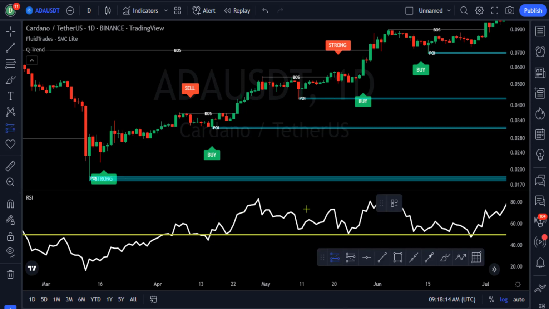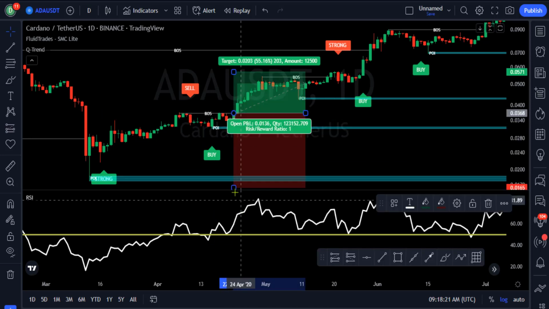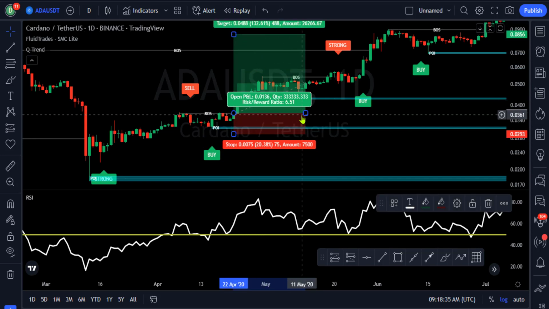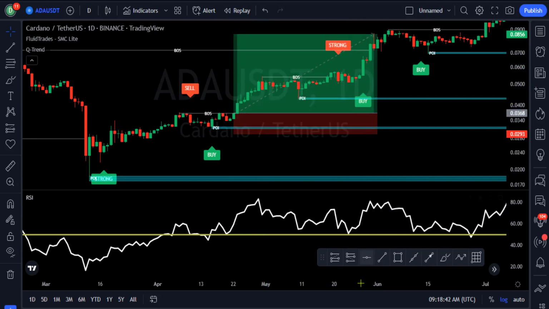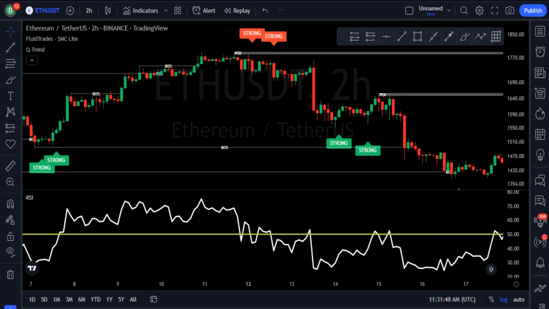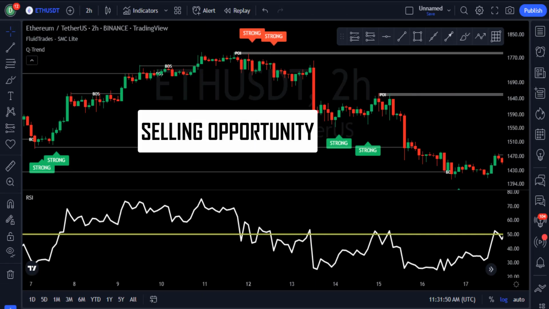Then you could have placed a long trade like this at the close of this candle, and set your stop loss below the point of interest level, and extend your profit target up to this level. You can see that this would have been a great trade entry setup. Now, let's show this again, but in the opposite direction. Here is another example, but this time, we are looking for a selling opportunity.